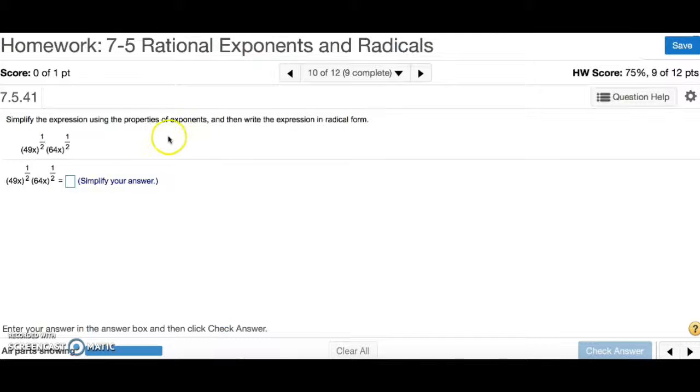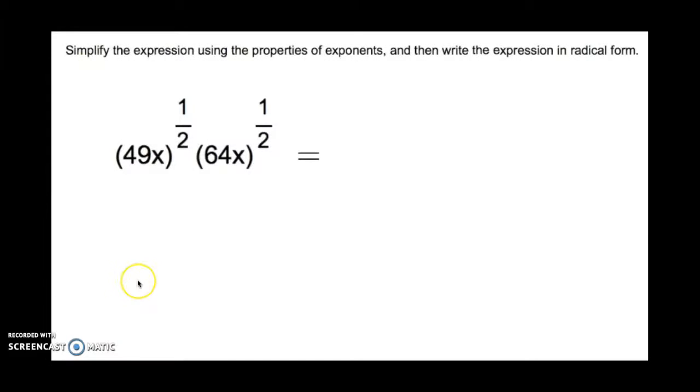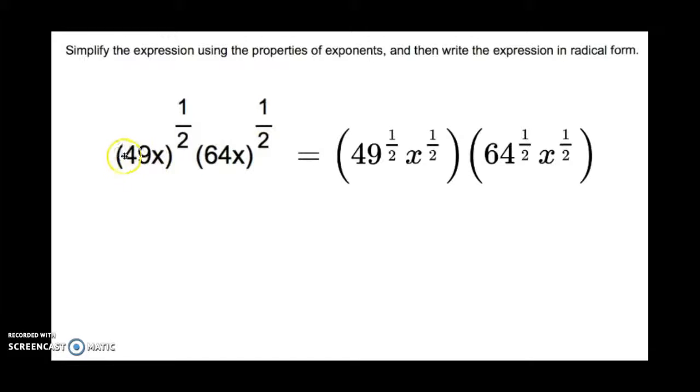Number 10 is asking you to simplify the expression using the properties of exponents, and then we're going to write this in radical form. So let's do that. The first thing I notice is that each of these is being raised to the 1/2 power, so we need to bring that exponent into each of these. So I'm going to raise 49 and the x to the 1/2 power, and we're going to raise the 64 and this x to the 1/2 power.